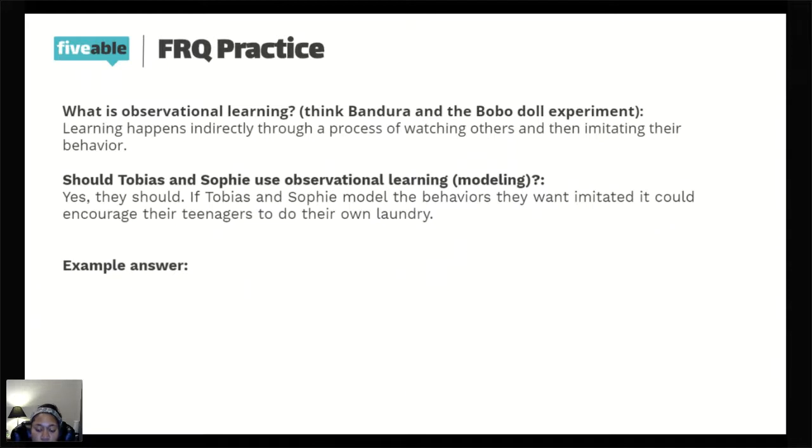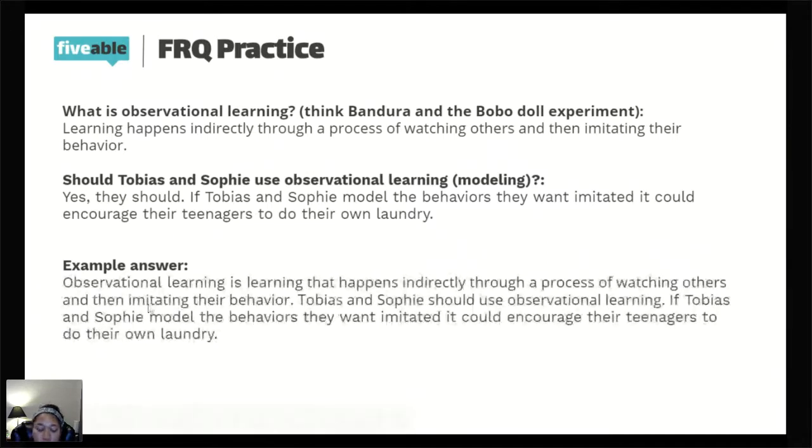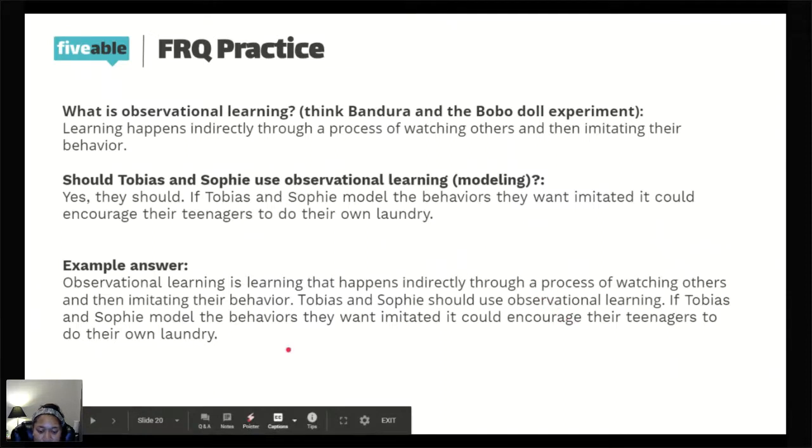So a final example answer that would be acceptable on the AP exam would be: observational learning is learning that happens indirectly through a process of watching others and then imitating their behavior. Tobias and Sophie should use observational learning. If Tobias and Sophie model the behaviors they want imitated, it could encourage their teenagers to do their own laundry. So if you answered it in that way on the AP exam, you are correct. And that is full credit once again.